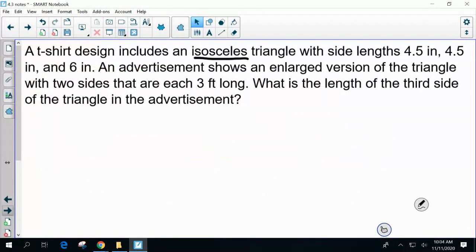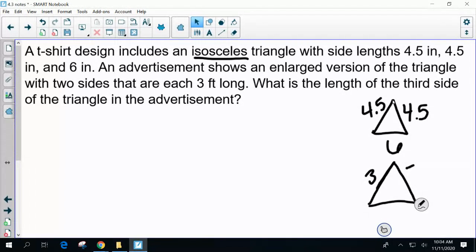So a t-shirt design includes an isosceles triangle with the side lengths 4.5, 4.5, and 6. This obviously is not drawn to scale, but it's a rough sketch. An advertisement shows an enlarged version of the triangle with 2 sides that are each 3 feet long. What is the length of the third side?